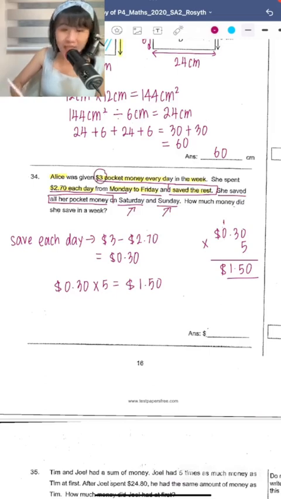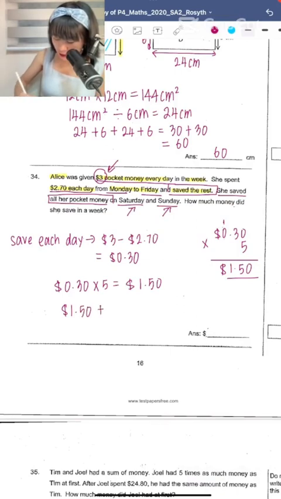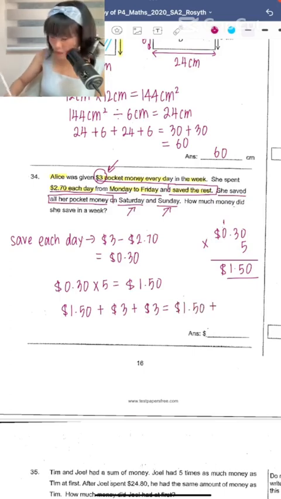She saved all her pocket money on Saturday and Sunday, which means she never spent anything. In other words, she is saving $3 on Saturday and $3 on Sunday. So together she saved $1.50 plus $3 plus $3. I can do $3 plus $3 first, I have $6, and I have $7.50 that she saved in a week.